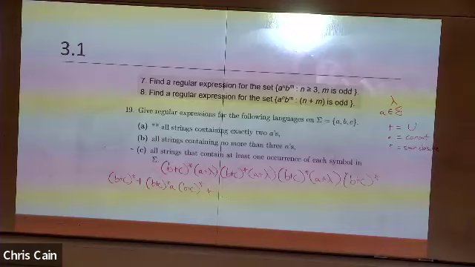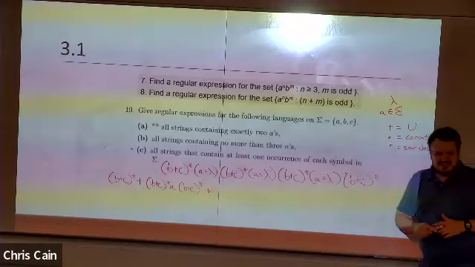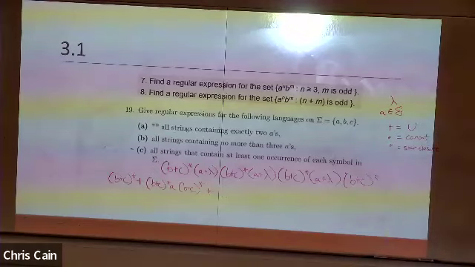All right, the challenge problem. C is definitely a challenge problem. So let's see if we can knock it out. All strings that contain at least one occurrence of each symbol in the alphabet. So we need at least one A, at least one B, and at least one C.